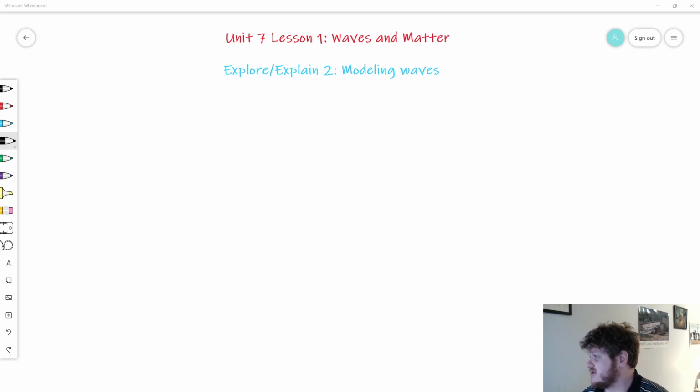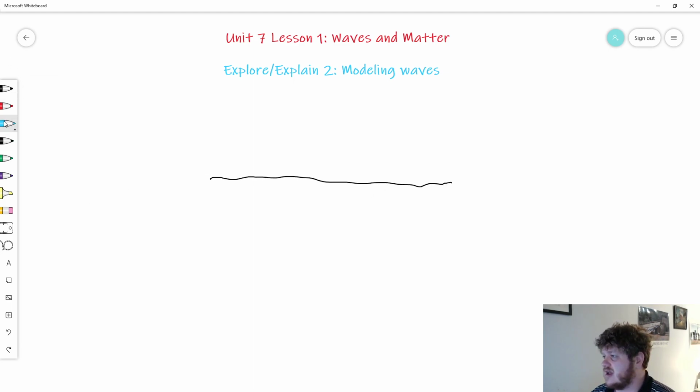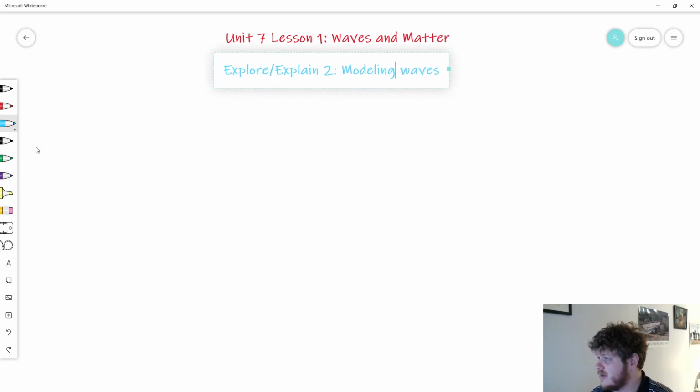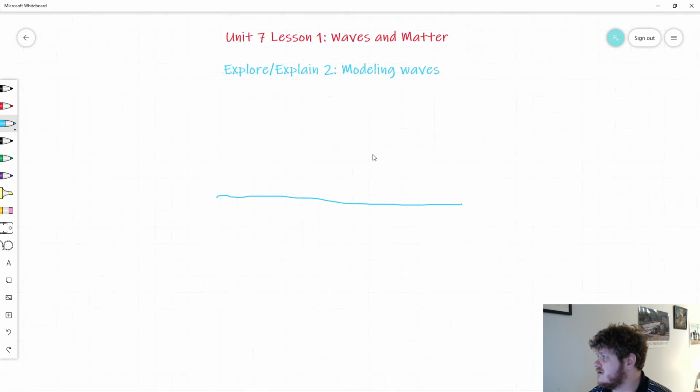So to start us off, if we think about the water that you had yesterday, I probably should have done that in blue. So we had the water that we had yesterday, just like that. That was the surface of it, and now what you did is when you dropped some water on it, we ended up getting our waveform, which looked something like this.